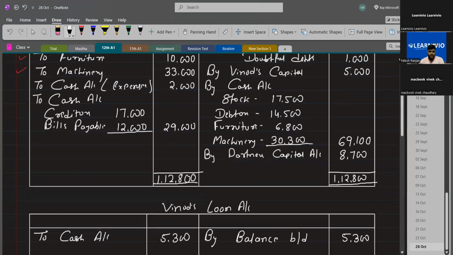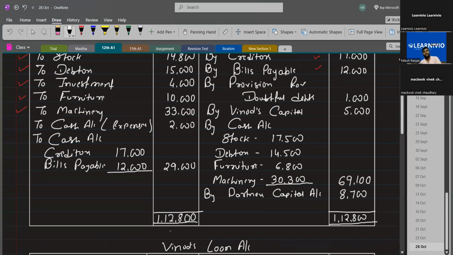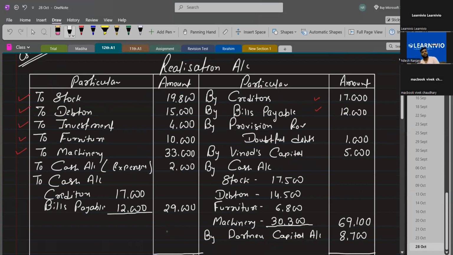This is your solution. Realization account, then Vinod loan, partners' capital, then cash. You want to write this? Yes, sir.